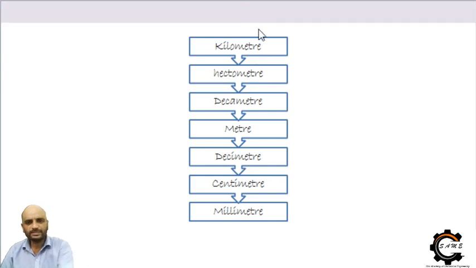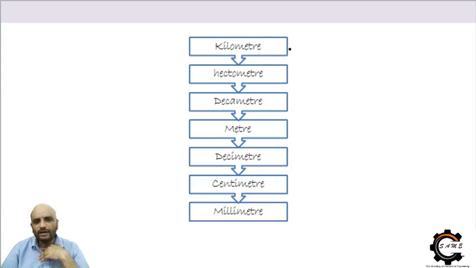Now the next is from the kilometer to hectometer, from hectometer to decameter. Now see, I need to see that the data is given from one. There are three units as we have already seen, right? But for SI units, there is a requirement of only one unit, which is the meter, measured in SI unit.